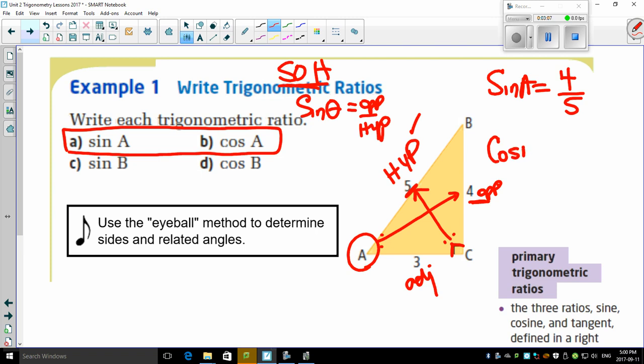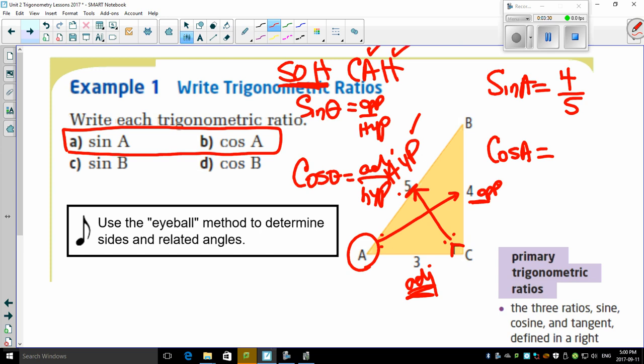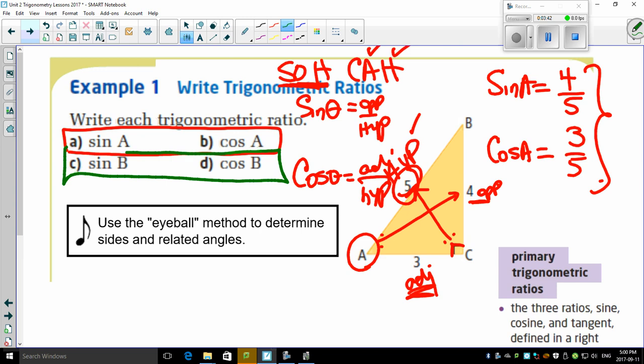Look at cosine of A. Cosine of A means, if this is SOH, this is CAH, which is your adjacent and your hypotenuse. So cosine theta is adjacent over hypotenuse. Your adjacent now is 3. Your hypotenuse is 5. This is 3 over 5. There's your two ratios. Let's do this again now in green for these two.